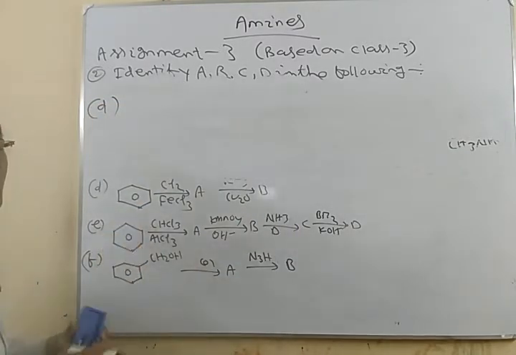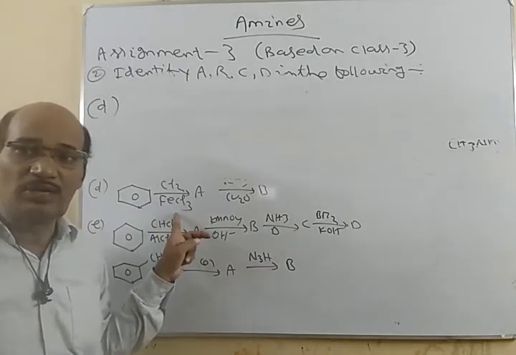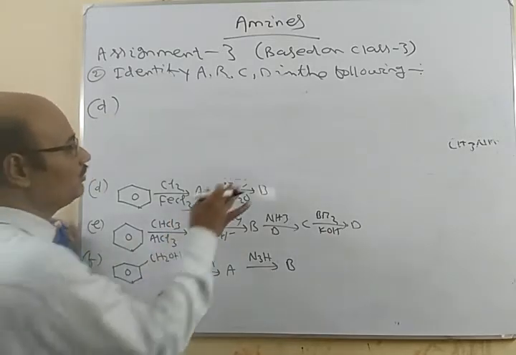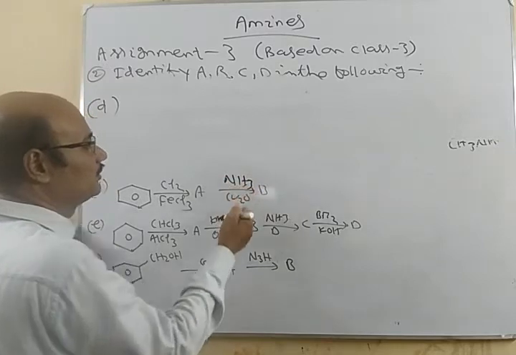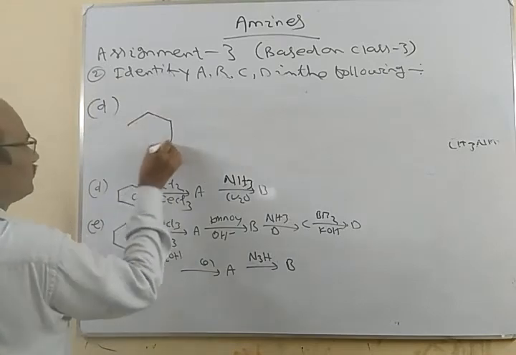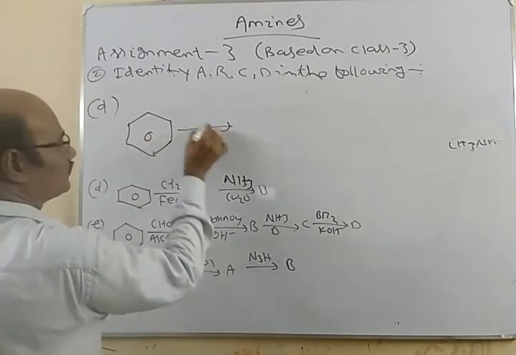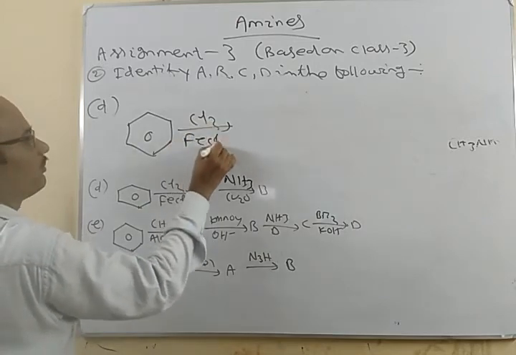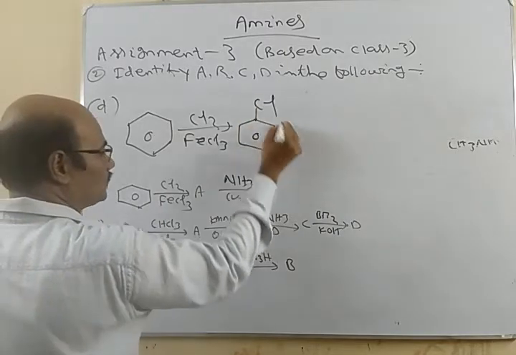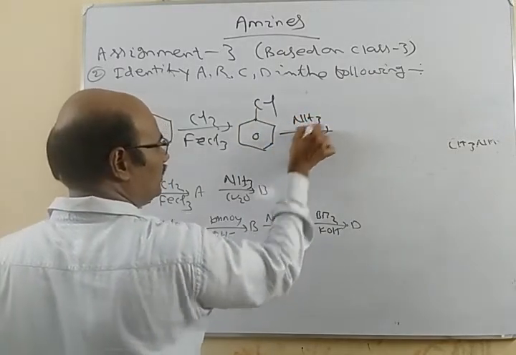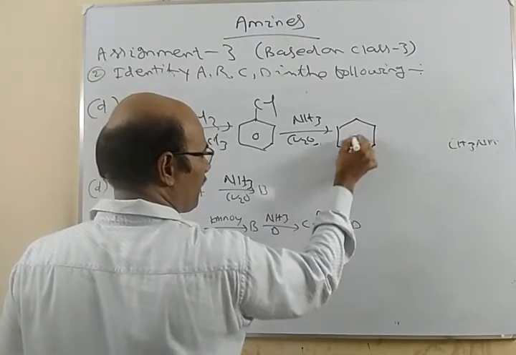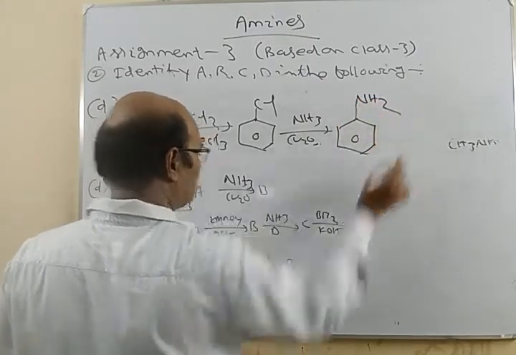Now, benzene, chlorine, FeCl3, Friedel-Crafts reaction, will give what? Chlorobenzene. Then with ammonia and Cu2O will give what? Aniline. Okay, simply benzene, Cl2, FeCl3, chlorobenzene. Then you have ammonia, Cu2O, and you have aniline. Clear?